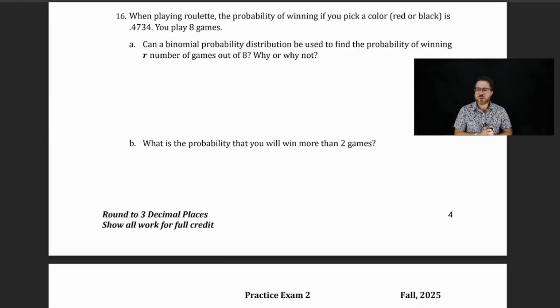Our next problem says, when playing roulette, the probability of winning if you pick a color, which is red or black, is 0.4734. You play 8 games. Can a binomial probability distribution be used to find the probability of winning R number games out of 8? Why or why not? And the answer to this one is yes, because we have a set P value, right?